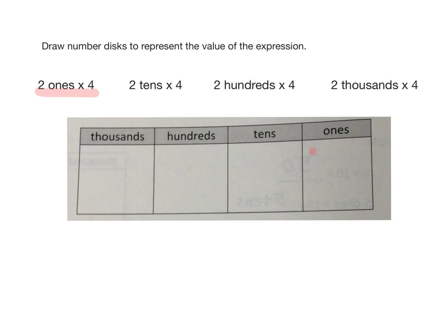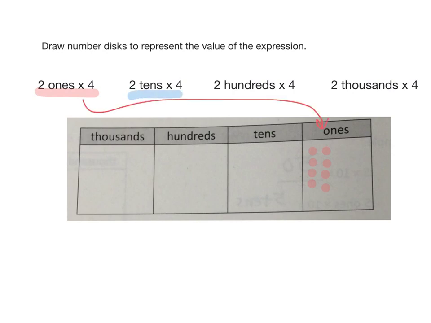Well, I have 2 ones. Do you guys agree that that's 2 ones? Yeah. And I need to make it so that I have 4 copies of that. How many copies of it do I have right now? 1 copy. How many copies of it do I have now? 2. How many copies of it do I have now? 3. How many copies of it do I have now? 4. So that's how you can show 2 ones times 4. 4 copies of 2 ones.